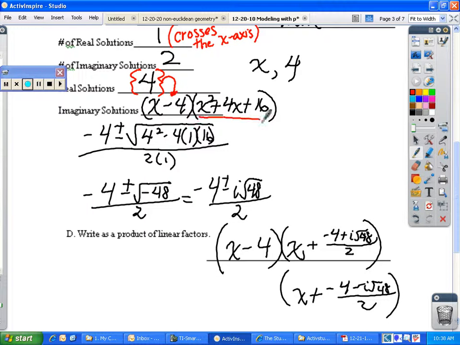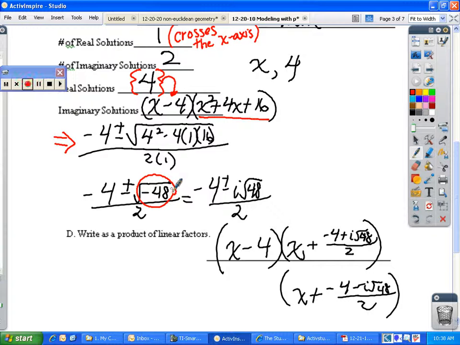Now we need to use the quadratic formula for the rest of the solutions. Okay? So negative b plus or minus the square root of b squared minus 4ac over 2a. Negative 4 plus or minus, simplify 4 squared, which is 16. 4 times 16, which is 64. 16 minus 64 is negative 48.